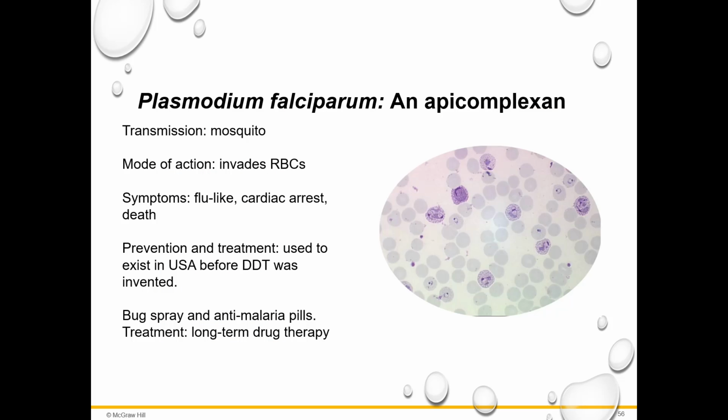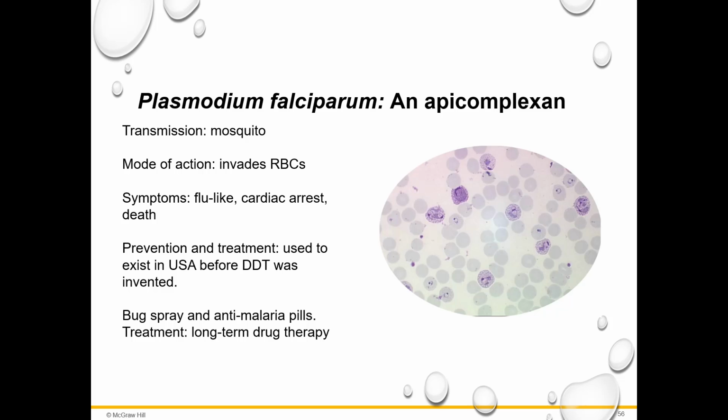So then moving on to the apicomplexans, Plasmodium falciparum. I'm going to talk about Plasmodium falciparum. It's the most deadly form of Plasmodium that causes malaria. There are other forms. Plasmodium falciparum is pretty common in Africa.